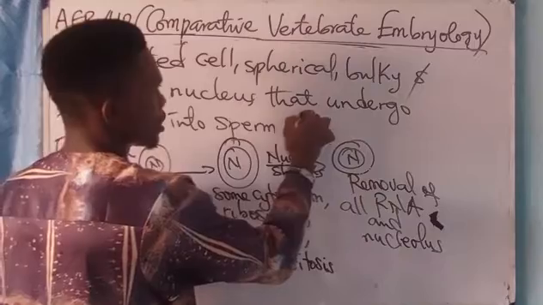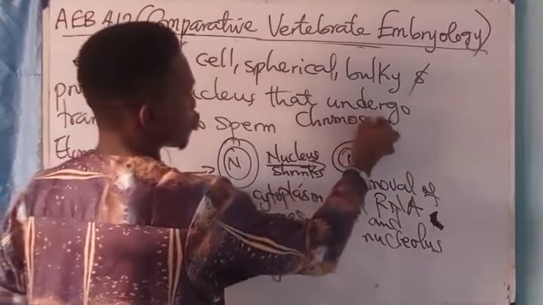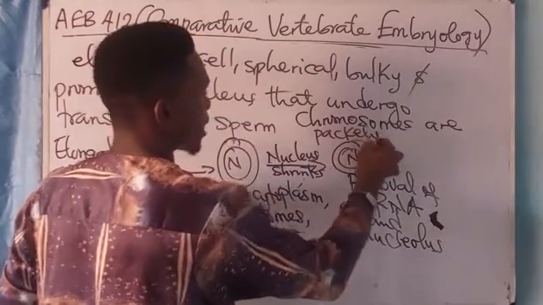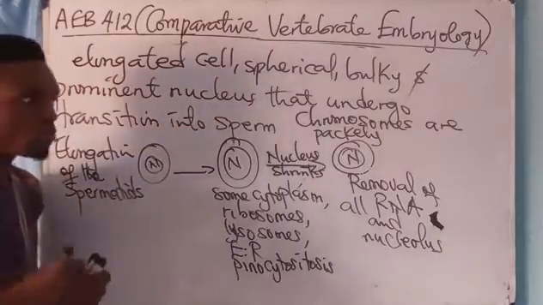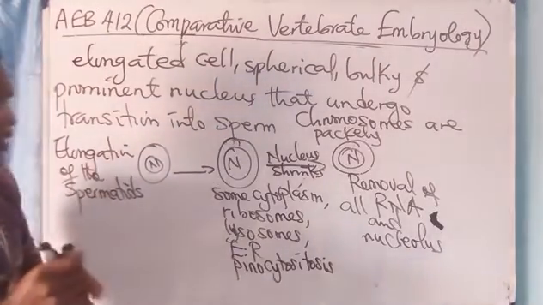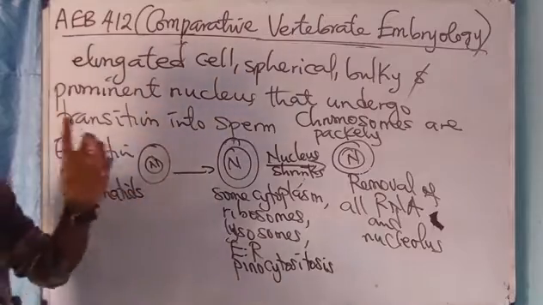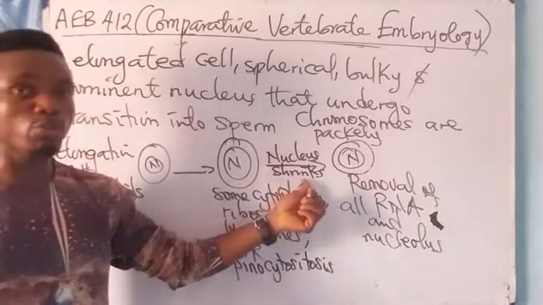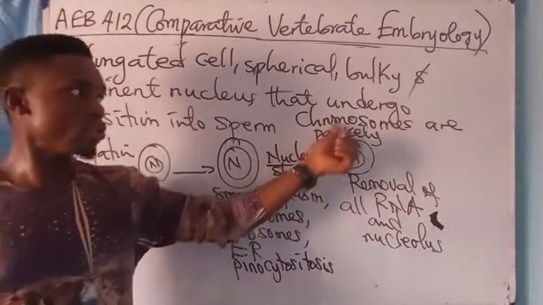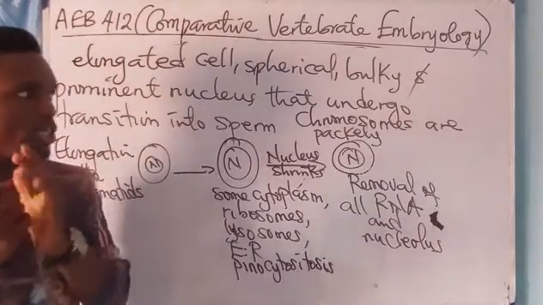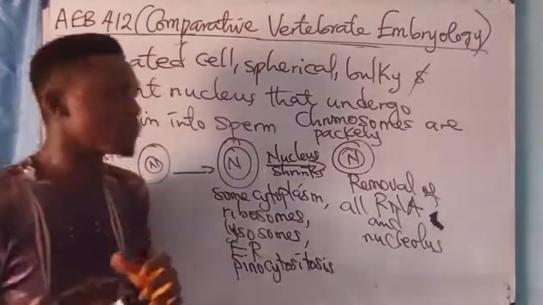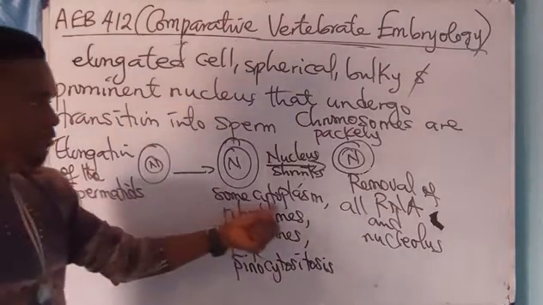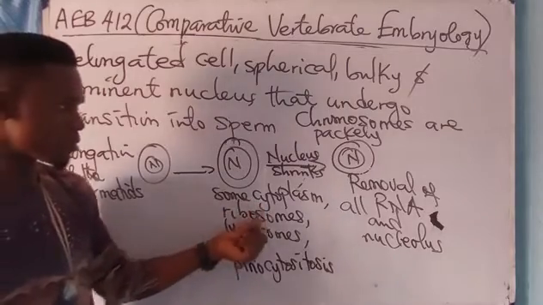packing of chromosomes. Chromosomes are partly brought together in small volume to reduce the weight of the sperm. I said one, there's elongation of the sperm, the shrinking of the nucleus by losing water from the nuclear pore, and chromosomes are closely packed together into small volume to reduce the weight of the sperm so it can move freely.